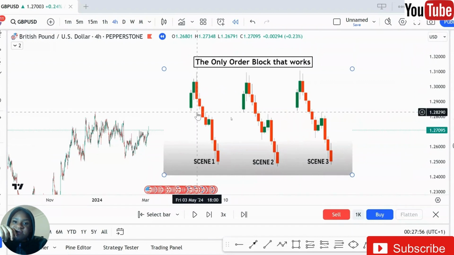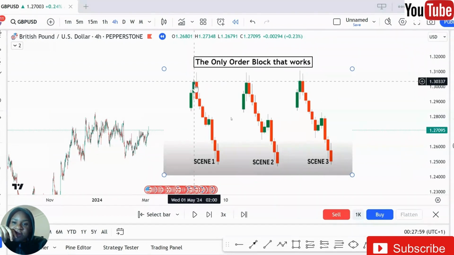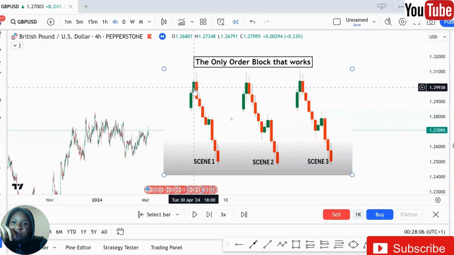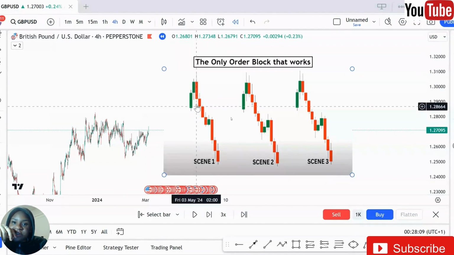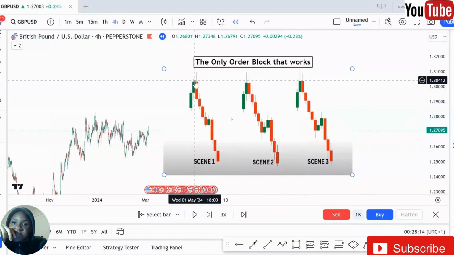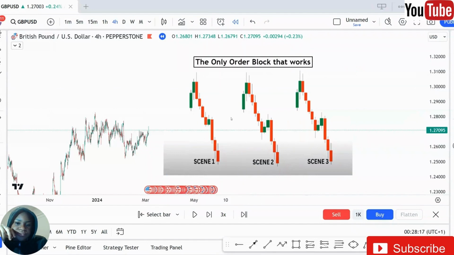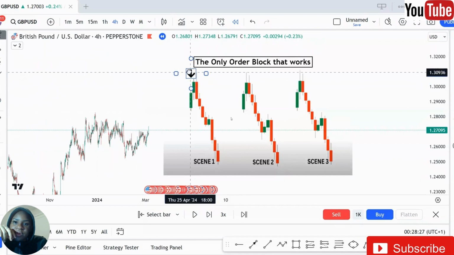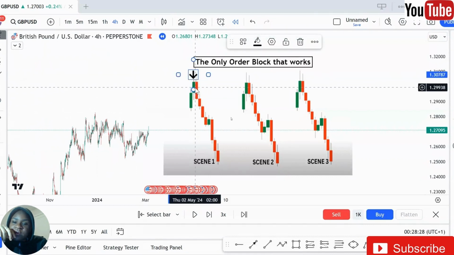Now, how do we get a valid order block? If you look at this order block here, we are seeing two candles. Normally you would have picked this bullish candle because it is a downtrend. The diagram is a downtrend. You would have picked this candle here, this particular one, as your order block, this blue candle.